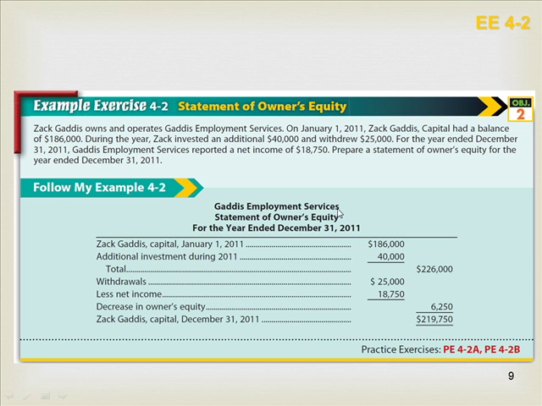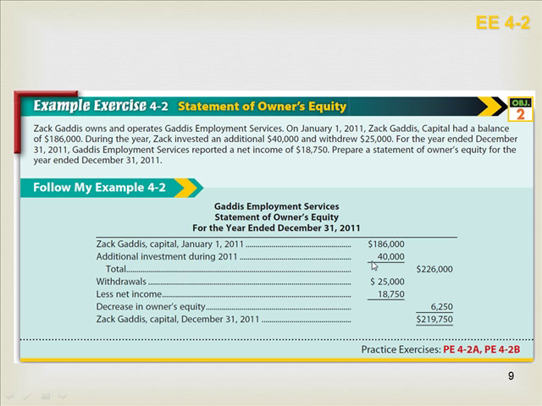We'll put the title of the company, the title of the statement for the year ended December 31st, 2011. This information is not optional and will actually cost you valuable points on your graded assignments and tests. Do not fail to put the title of the company, the title of the statement, and for the period that it's prepared for. So according to the directions, Zach Gaddis capital as of January 1st was $186,000.